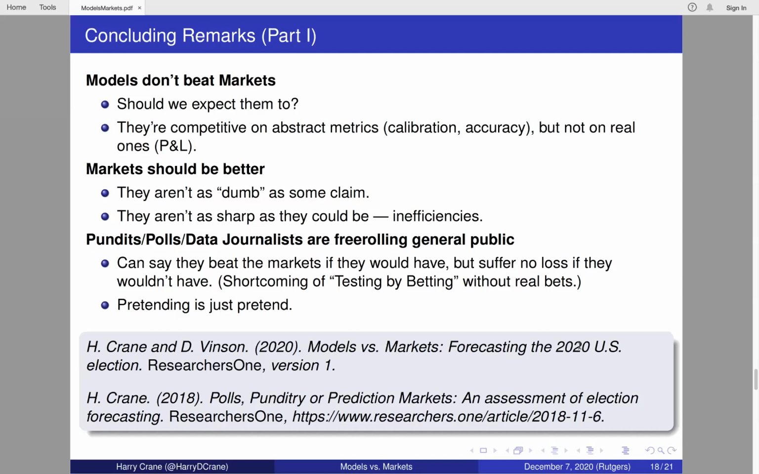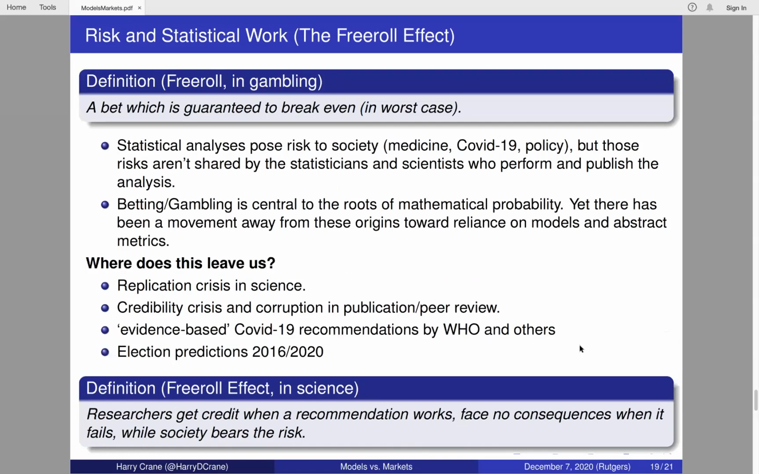And I talked about this in the discussion of Glenn's paper. This is to me a big shortcoming, even of our analysis, because I'm doing an analysis as if you had invested in the market, not actually having done it. But I think this is a shortcoming of any hypothetical testing by betting type of approach without actually having real bets. If we're just pretending to do these things, it really is just pretend. And that's what gets me to the final couple of points. This is how this fits into the bigger picture: statistical analyses of all kinds pose risk to society. Decisions that are being made about the pandemic, medical decisions, public policies, and so on. But those risks aren't necessarily always shared by the scientists or the statisticians who perform the analyses.